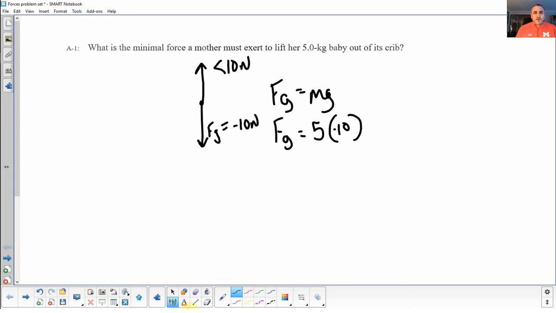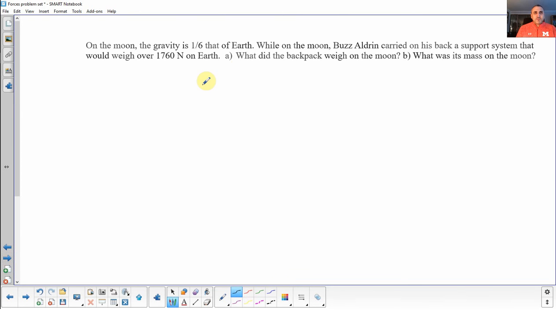I think I have that wrong. The bigger number wins, right? So we have to pull with at least 10 newtons, so the force must be greater than 10 newtons to pull the baby up.